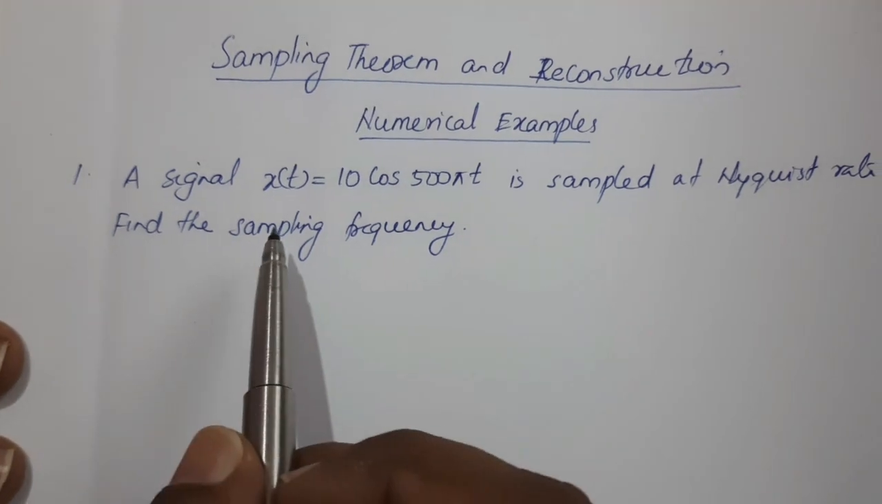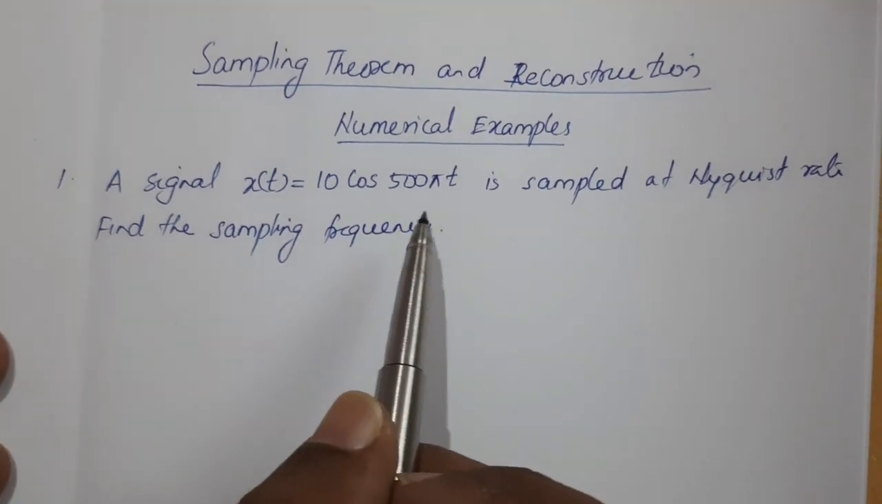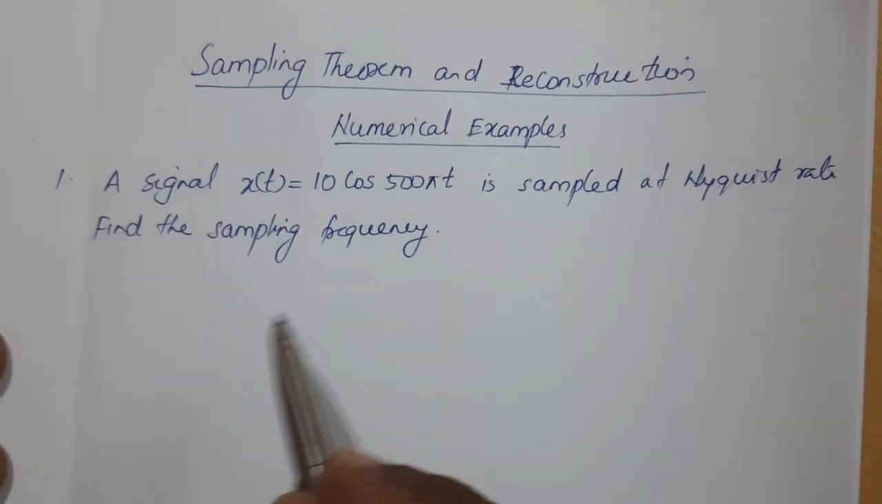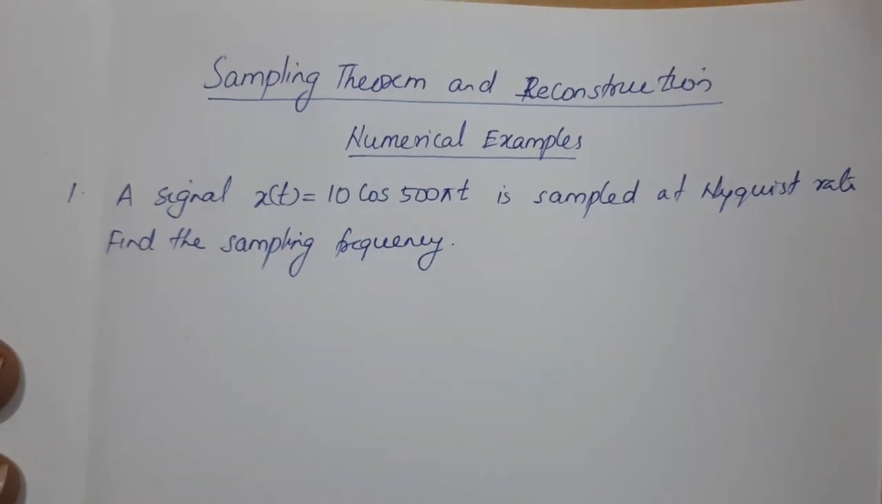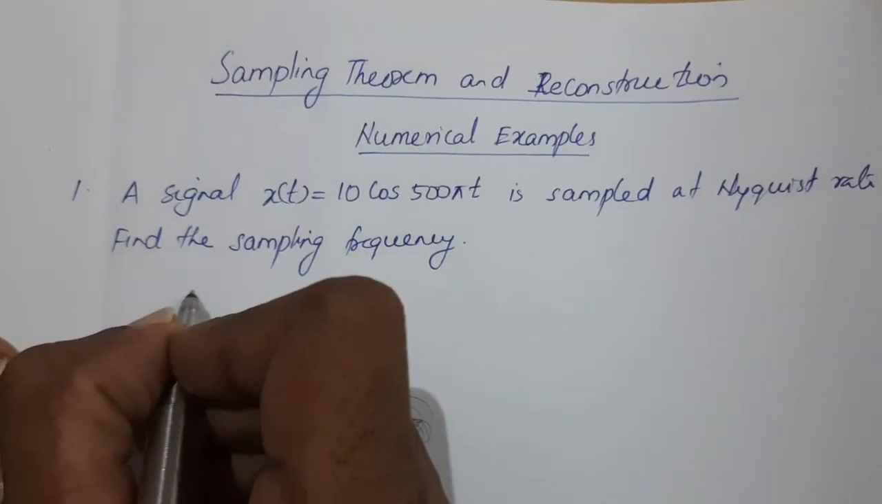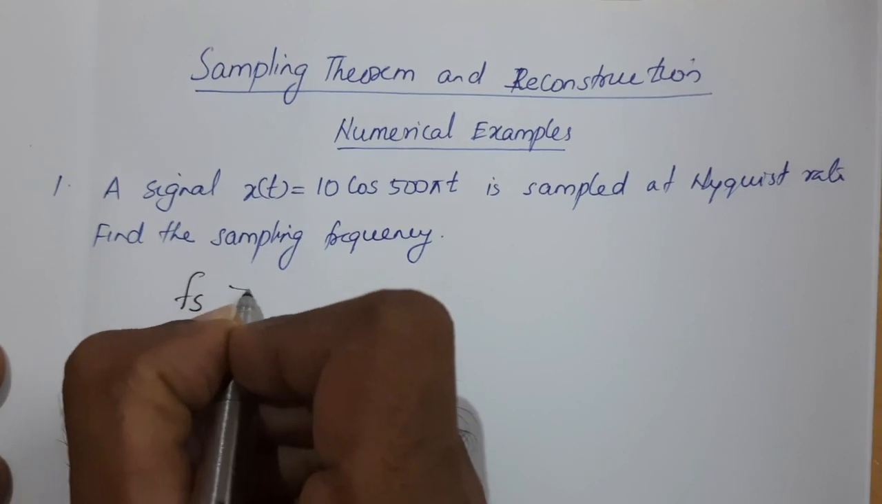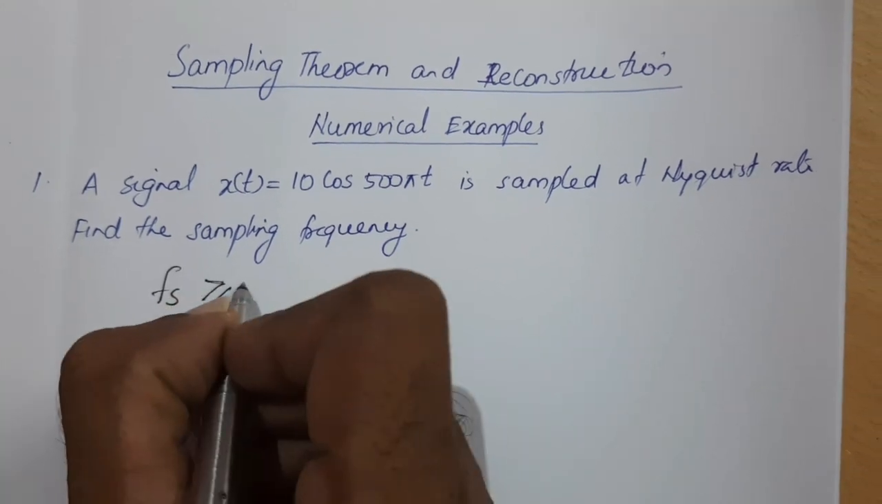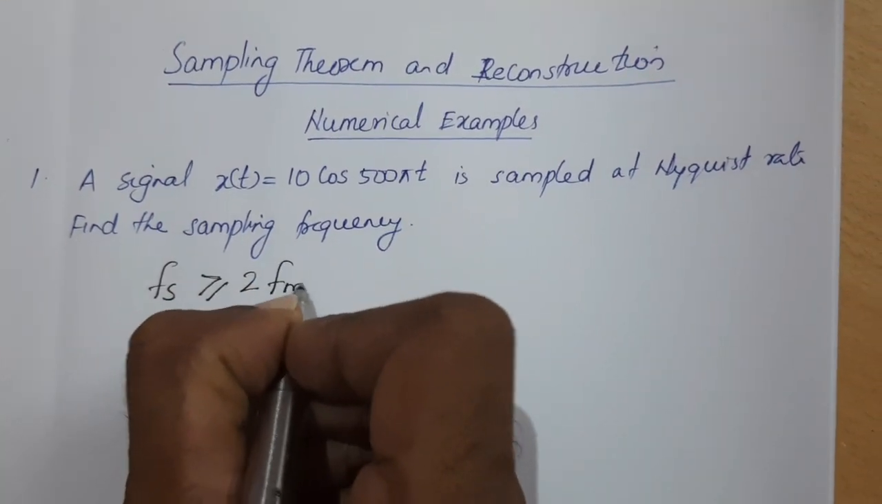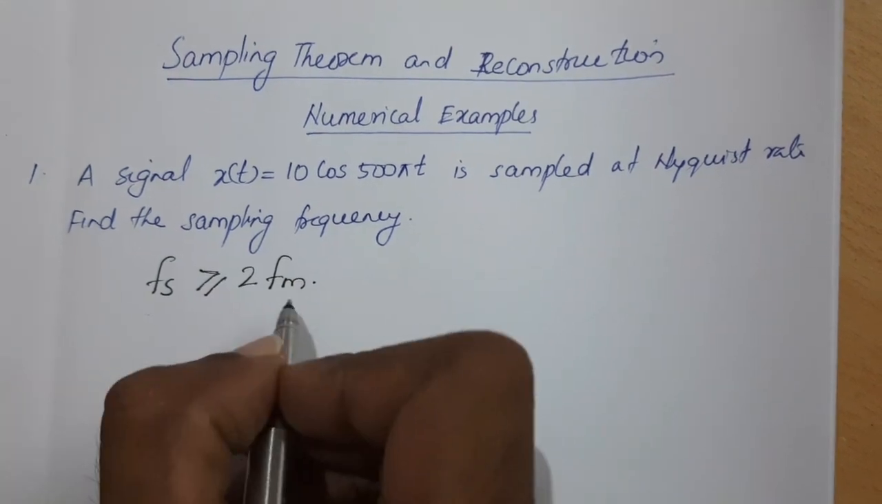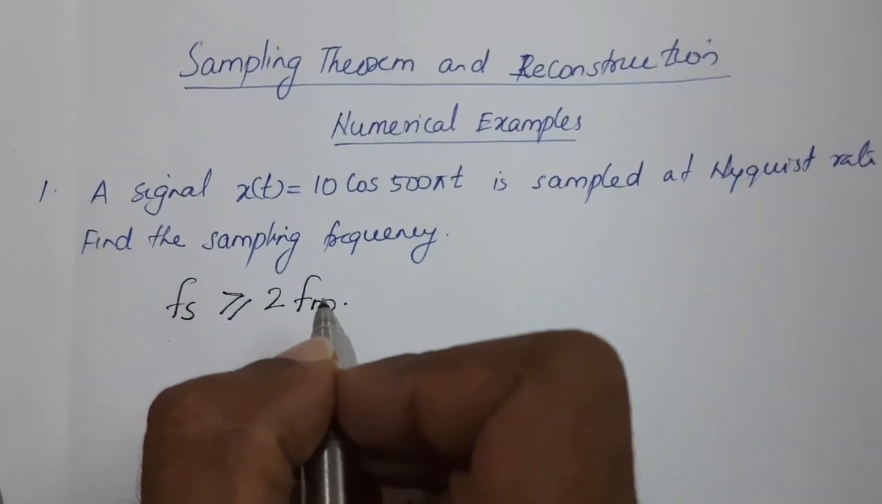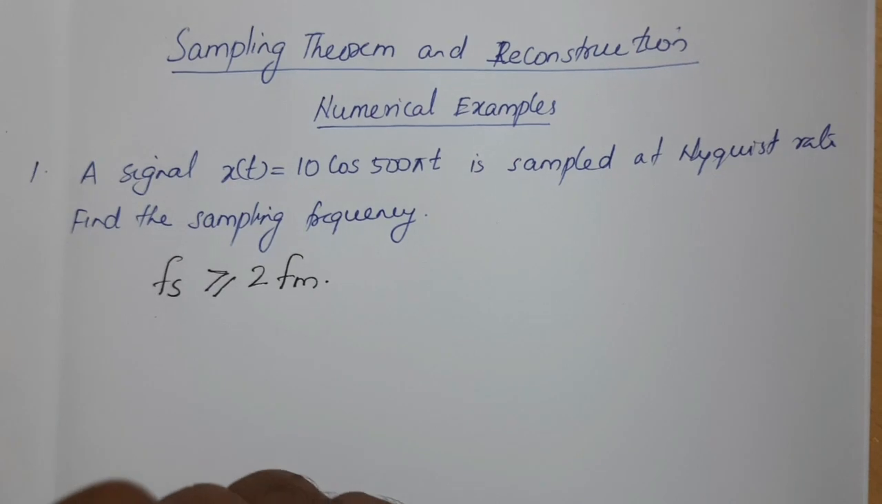Consider a signal x(t) equal to 10 cos 500 pi t, sampled at the Nyquist rate. Find the sampling frequency. We know that the sampling frequency should be greater than or equal to twice the highest frequency present in the signal. Here fs is the sampling frequency and fm is the highest frequency present in the signal.